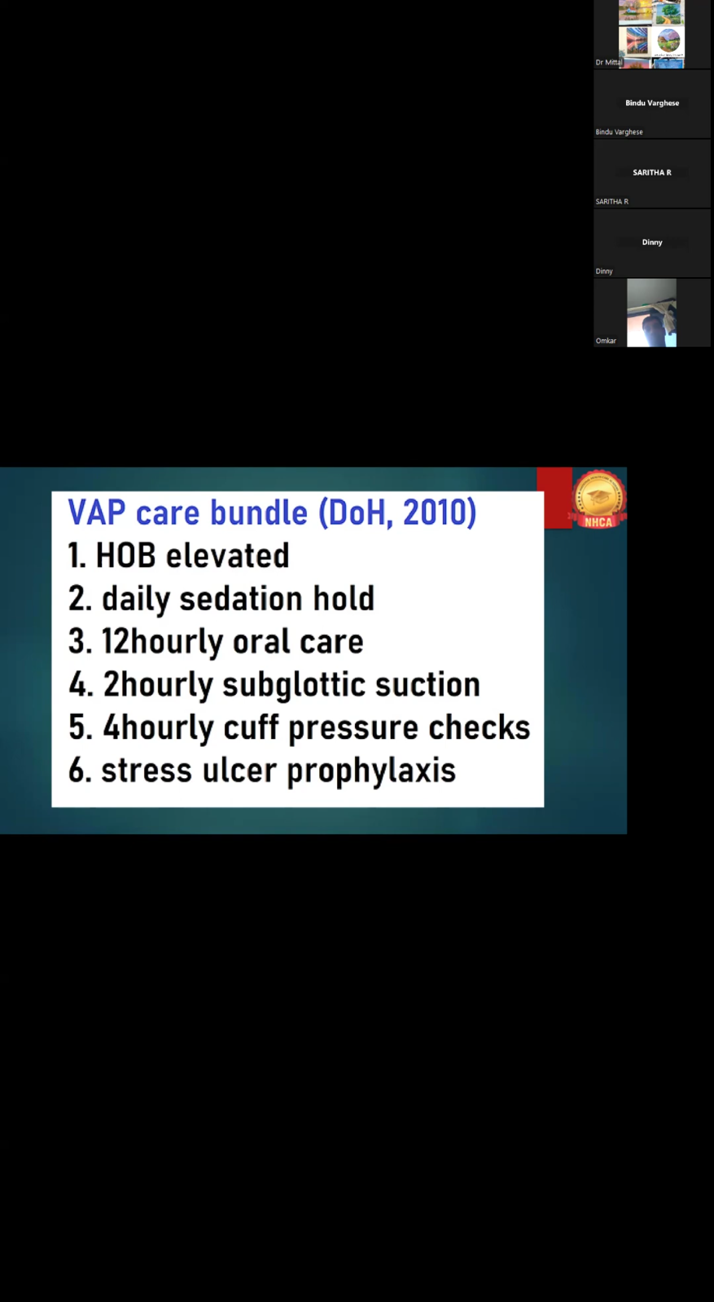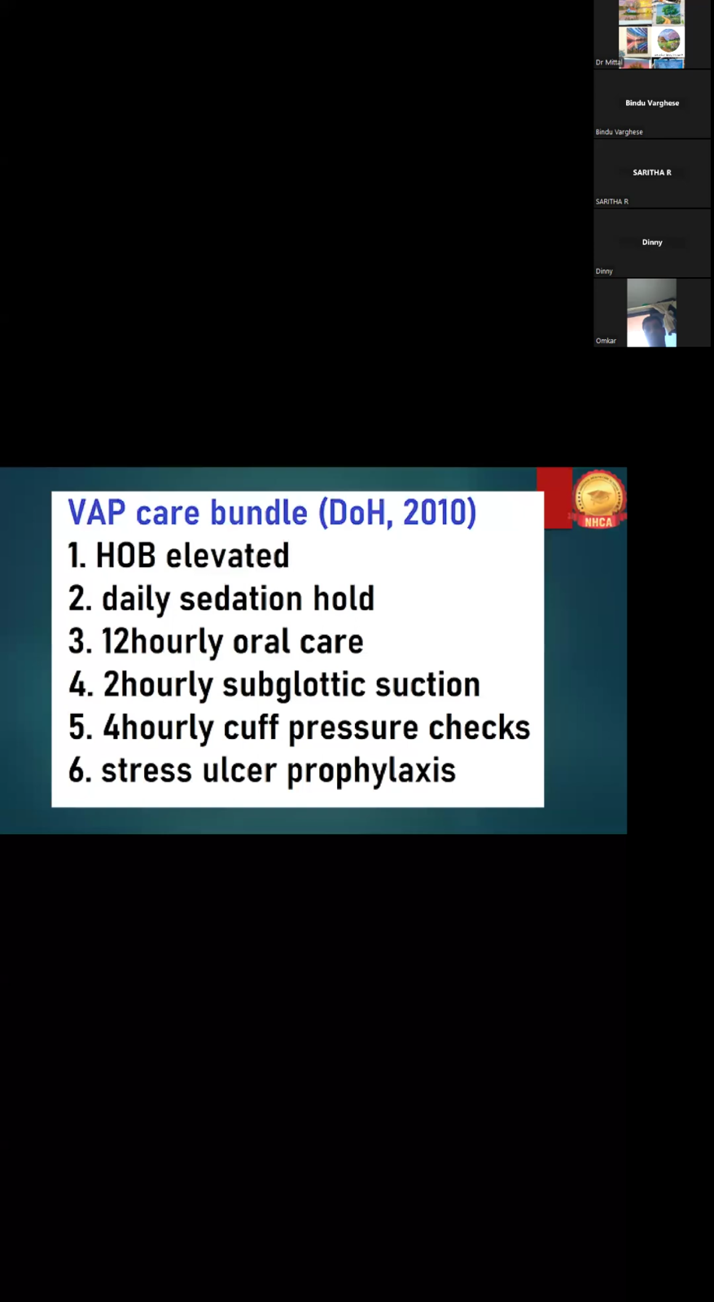And how frequently do you change the SteriCath? Can you all tell me? Those who are working in the ICUs, how frequently do you change the SteriCath of the patient, the closed suctioning system, the suction tube?